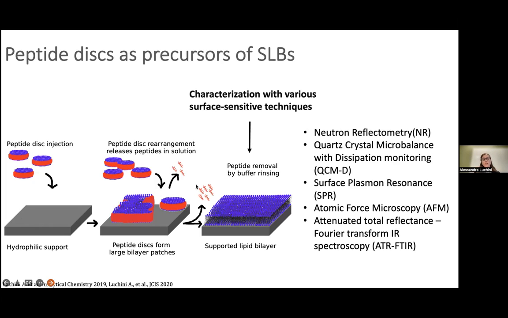So the peptide that is bound to the lipid is actually also in equilibrium with the free peptide in solution. And by rinsing with buffer, it is possible to remove the free peptide from solution, therefore favoring its release from the lipids, which eventually leads to the formation of a continuous bilayer.